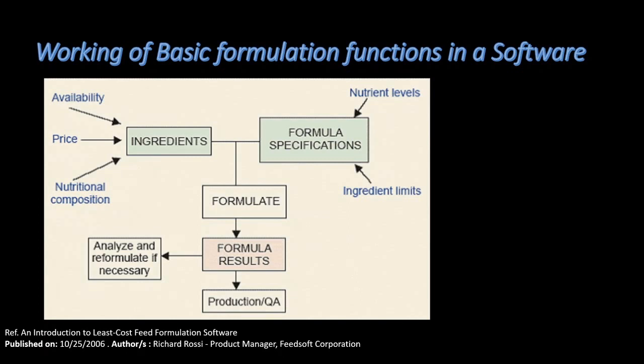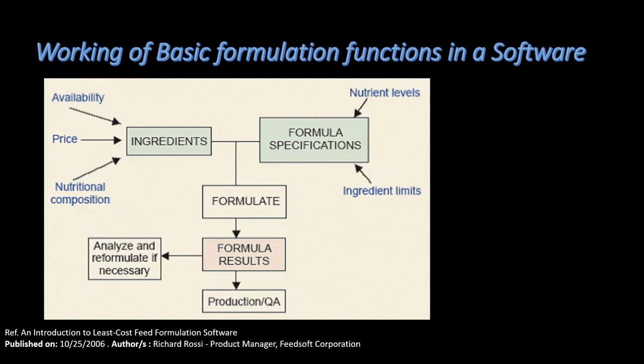So in the software, we have to go for ingredients input, and that input is on the basis of ingredients availability, their price, and then nutritional composition. And then there is the formula specification. So that formula specification first depends on the nutrient requirement of the animal, and then for that particular formula we have to set the nutrient limits.